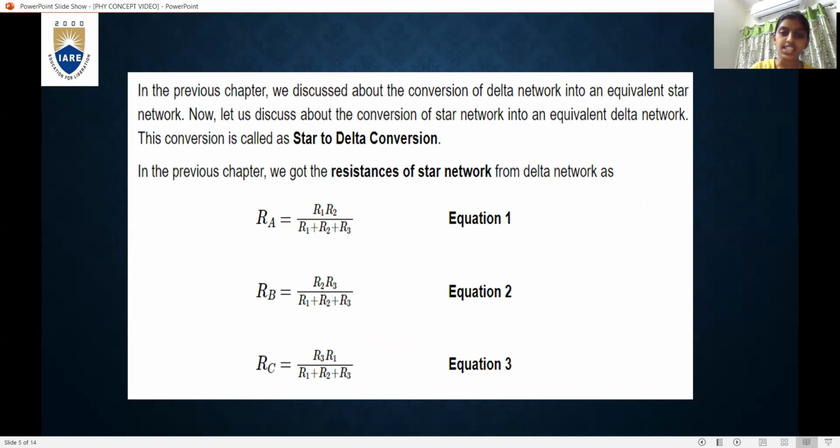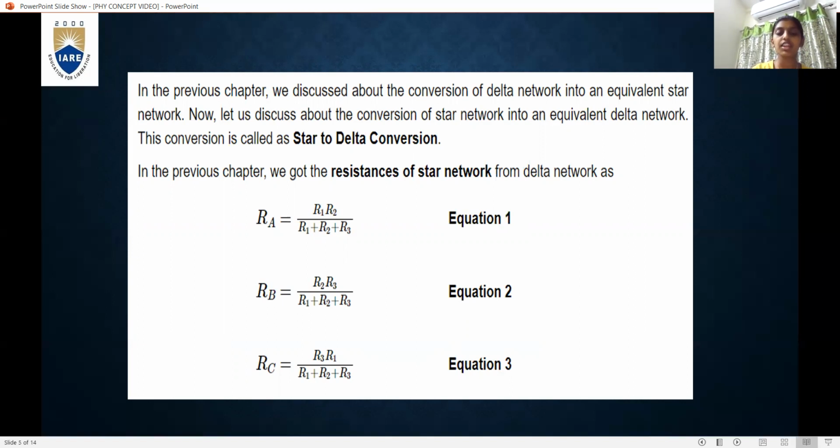We get the resistances of the star network from the delta network as RA is equal to R1 R2 by R1 plus R2 plus R3. This is our equation 1. RB is equal to R2 R3 by R1 plus R2 plus R3. This is our equation 2. And RC is equal to R3 into R1 by R1 plus R2 plus R3. This is our equation 3.